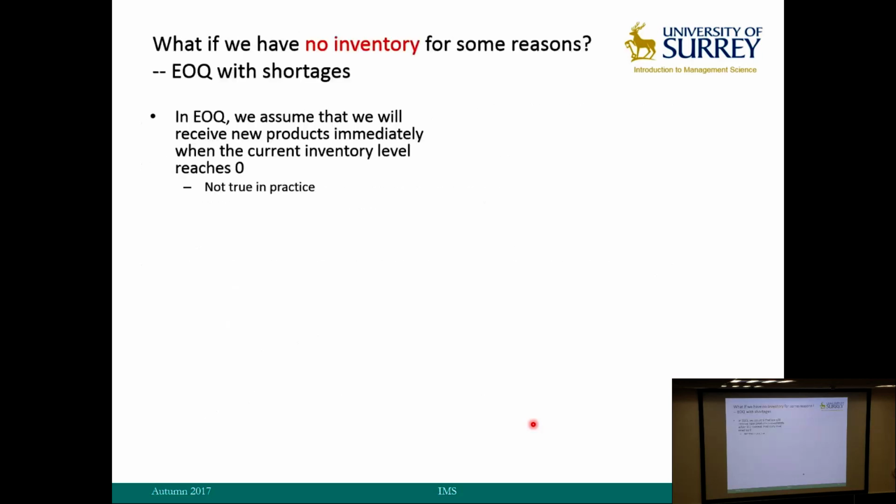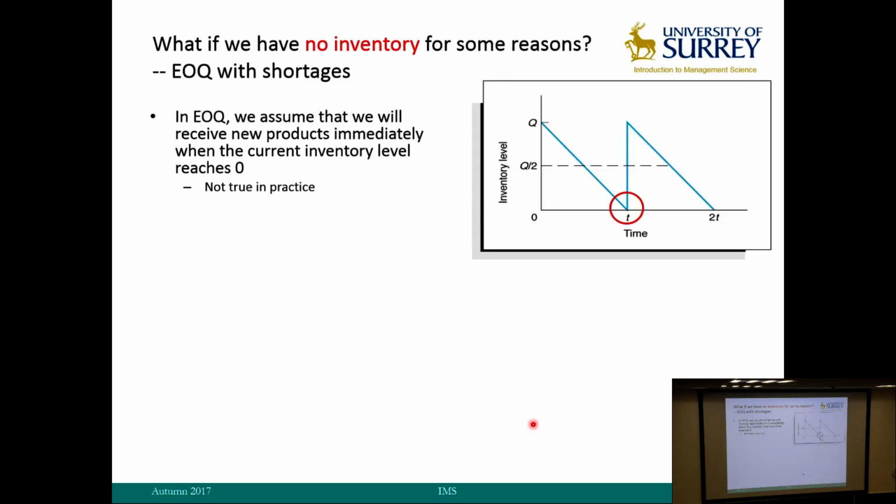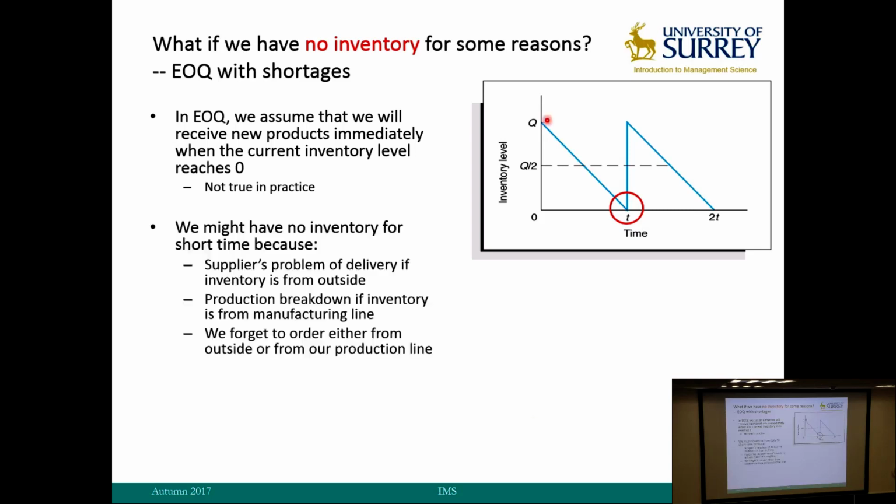And apparently we could have another case. So this is the very beginning. We assume we order from our supplier and then immediately receive the order, without any delays. Every time we have zero inventory, we can immediately order and then immediately have the supply.